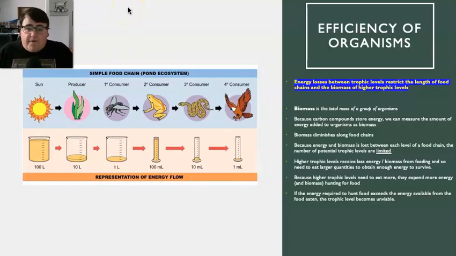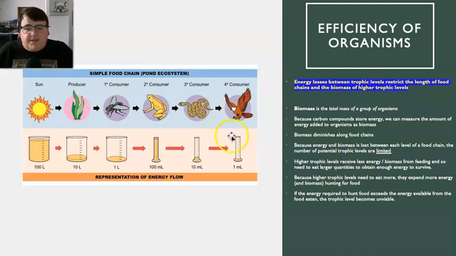Okay. Talking about how efficient an organism is, we need to talk about a few terms. Biomass is a term that we've already talked about in this PowerPoint quite a bit. Biomass is basically the total mass of a group of organisms. So how much mass there is in a group of organisms. Okay. Because carbon compounds store energy, we can measure how much energy is added to organisms by an increase in biomass. Okay. We also know that biomass will decrease as we go along a food chain. So there'll be more biomass at the producer level than there will be at the apex predator or quaternary consumer level. Okay. Higher trophic levels.